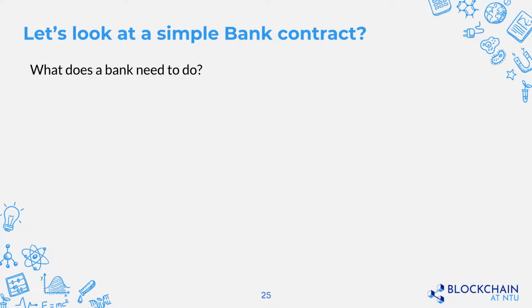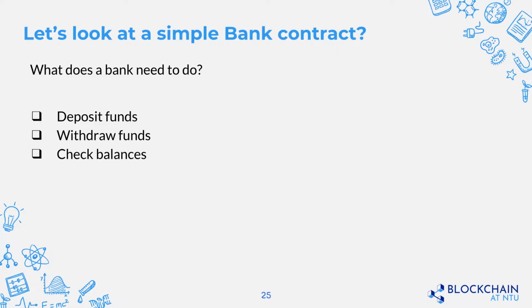Okay, so let's take a look at a simple bank contract, right? For example, if you want to write a smart contract that can do the functions of a bank, what do you need? You need to be able to deposit funds. You need to be able to withdraw funds. You need to be able to check balances.